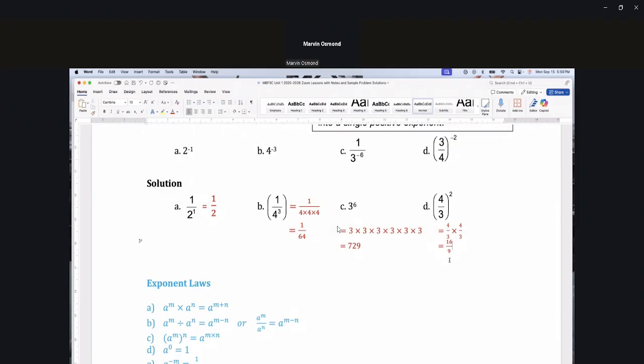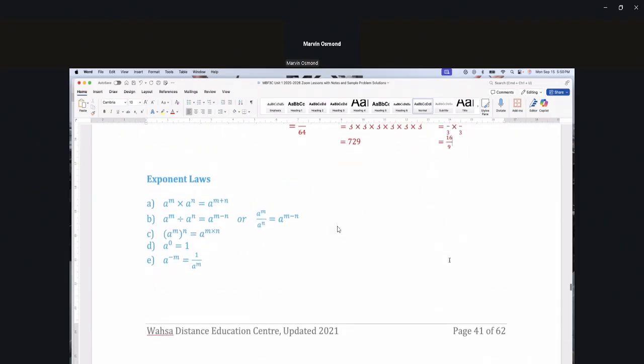That's as far as we're going to get today. We're going to pick up from here tomorrow, and we'll continue working with exponent laws.